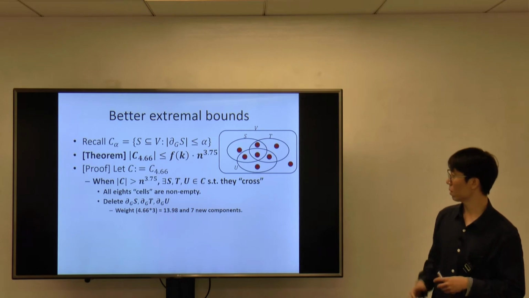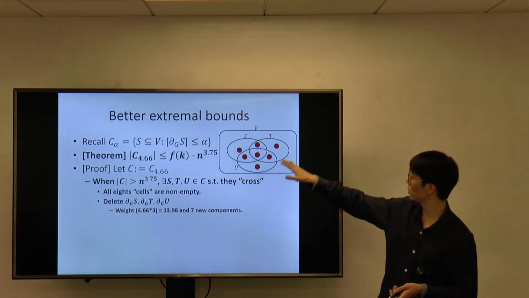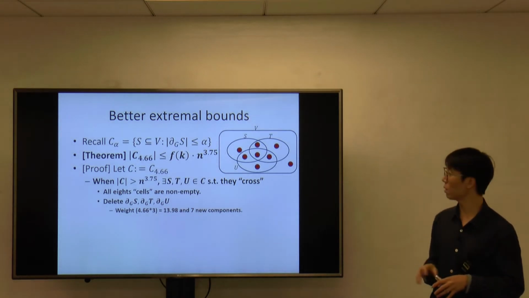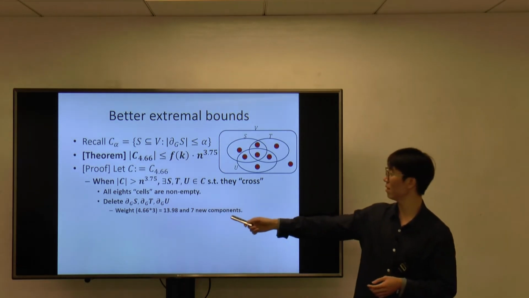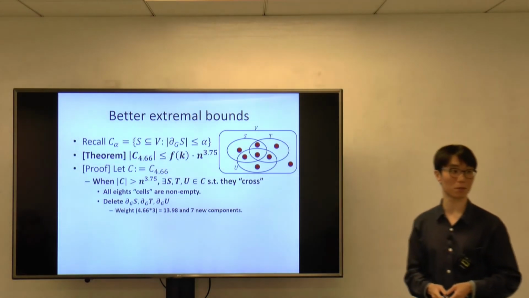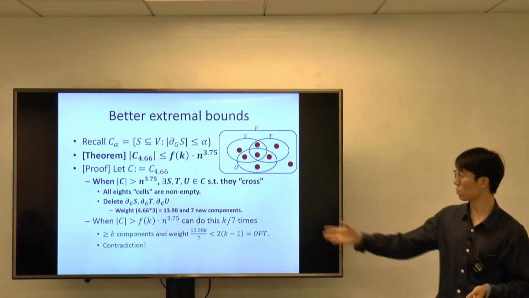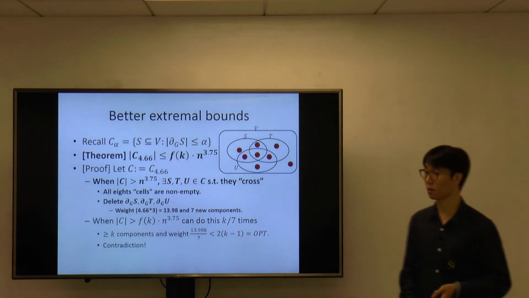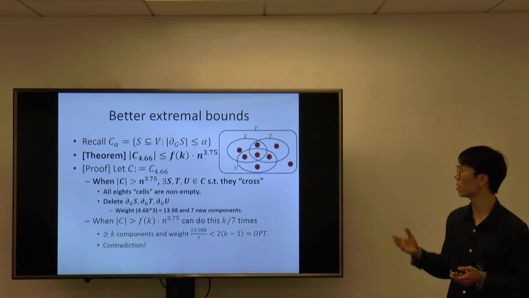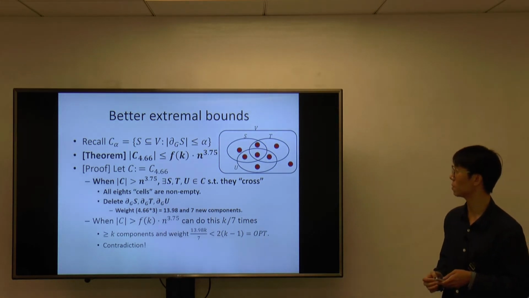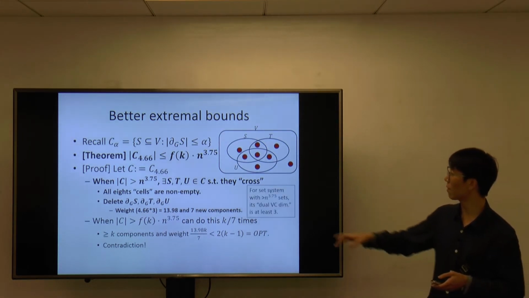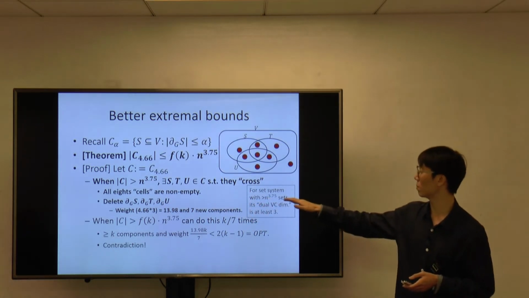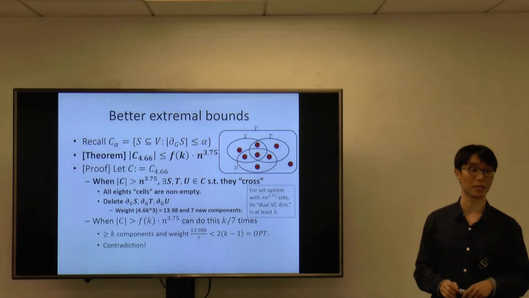If we do this, we can do the same thing: we delete the boundary of all these 3 sets. Then we pay slightly less than 14, and we get 7 new connected components. Again, you can do this many times and reach the contradiction, that we get a k-cut strictly cheaper than opt. Again, a fancier way to say the same thing is that for any set system with this many sets, its dual VC dimension is at least 3.